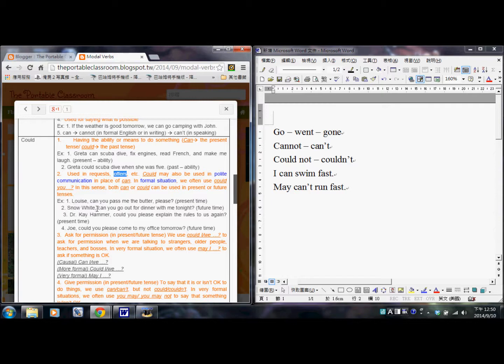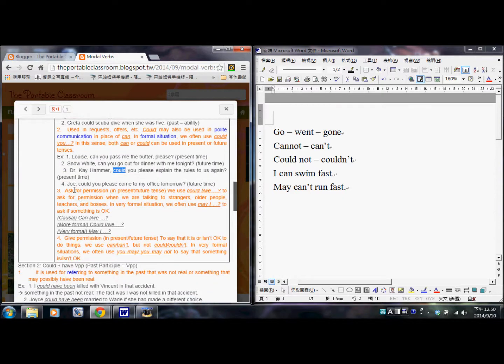Snow White, can you go out for dinner with me tonight? You can also say, may you go out for dinner with me tonight? It's more polite. Dr. Hammer, could you please explain the rules to us again? Because you're addressing a doctor. You're talking to a doctor, so you want to be more polite. That's why you choose could rather than can. Sentence number 4. Joe, could you please come to my office tomorrow? You want to be more polite, so you choose could instead of can.